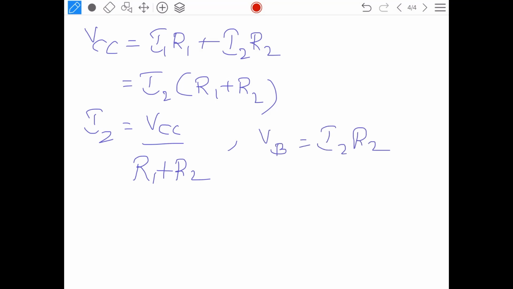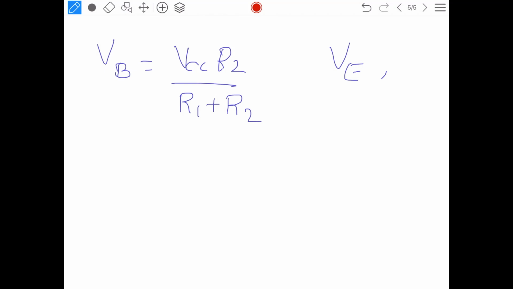Substitute. So writing the final equation for VB, I'll be having VCC into R2 divided by R1 plus R2 there. Again we can derive the different node voltages, correct? So we can derive in a similar way. VE can be derived and VC can also be derived. These are called terminal voltages. So currents we have seen, terminal voltages we have seen. So what is left? We have to derive the output voltage.